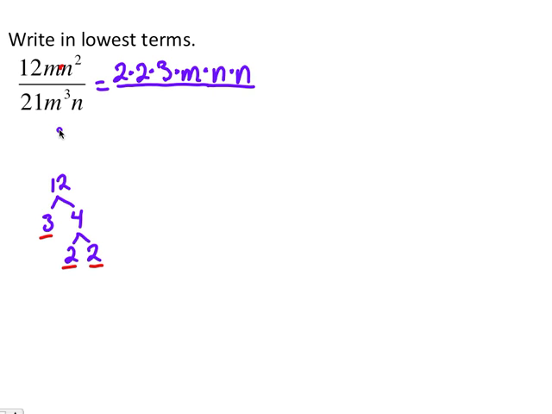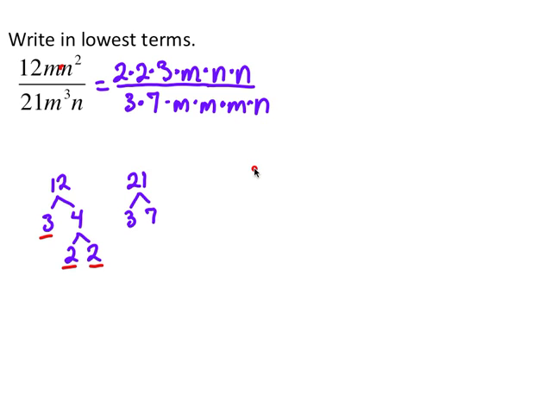Okay, then we'll do the same thing for the bottom. We have 21. That's 3 times 7. Both of those are prime, so we'll just put those here. And again, with the exponent, that means we have 3 m's multiplied together. So we'll list out all 3 of them. And 1 n.